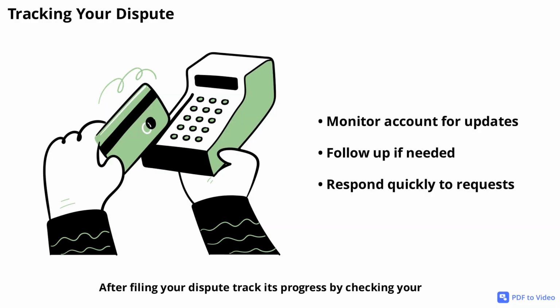After filing your dispute, track its progress by checking your account and following up with your bank. Most banks provide updates through email or your online account. If you don't hear back within the expected timeframe, reach out for a status update. Keeping track of your dispute ensures you stay informed and can respond quickly if more information is needed.